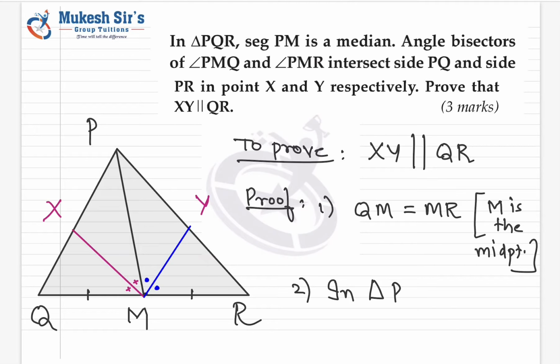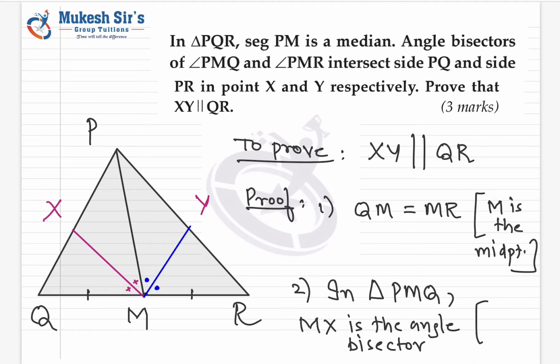So in triangle PMQ, first we consider this triangle. In triangle PMQ, MX is the bisector. If MX is the bisector, what will we get? PX upon XQ will be equal to PM upon QM. So in triangle PMQ, MX is the angle bisector. Given. Therefore use the property of angle bisector.